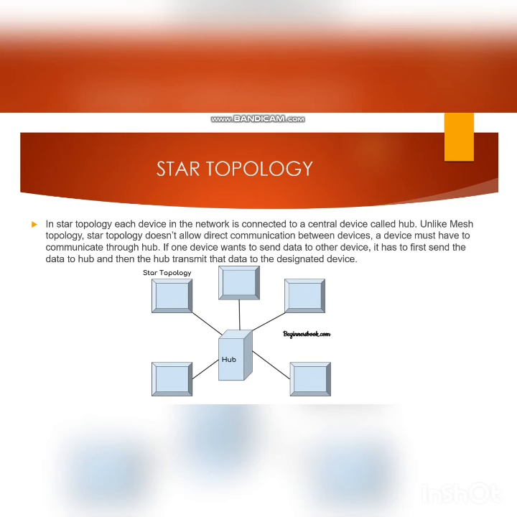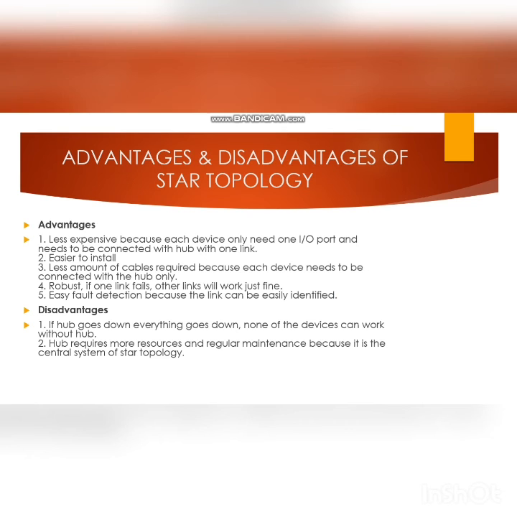Star topology. In star topology, each device in the network is connected to a central device called a hub. Unlike mesh topology, star topology does not allow direct communication between devices. A device must communicate through a hub. There are many advantages and disadvantages of star topology. Advantages: less expensive because each device only needs one I/O port and needs to be connected to the hub with one link. Easier to install, less cable required because each device needs to connect only to the hub.